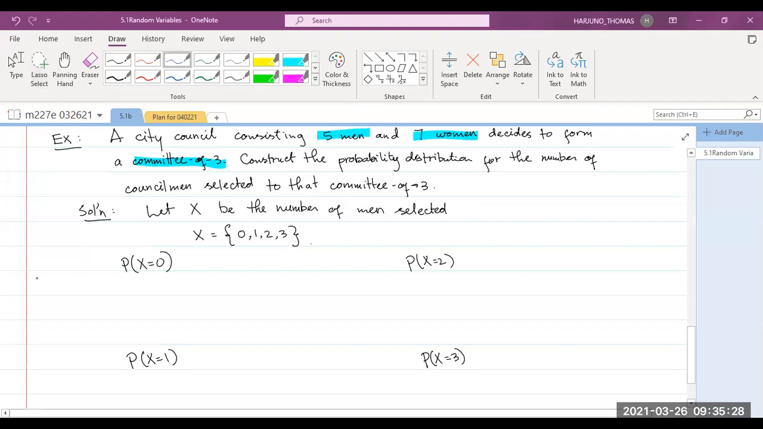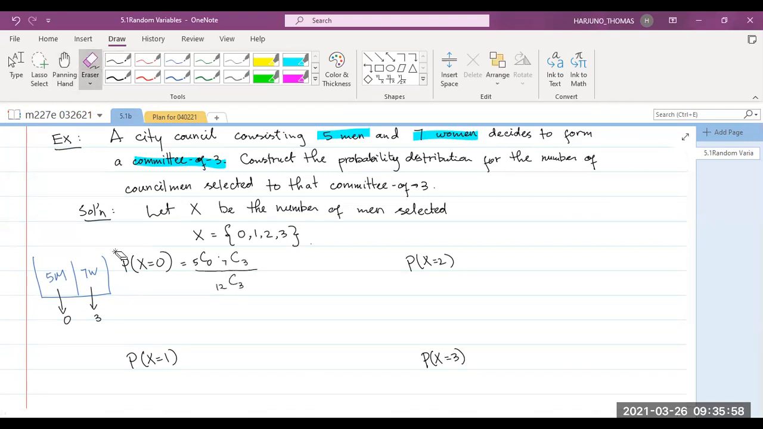So we have 5 men and 7 women. Probability of no man, so x is 0, means 3 of them are women: 5 choose 0 times 7 choose 3 over 12 choose 3. I will compute that later. The probability to have 1 man means the other 2 are women, because they need a group of 3. So that will be 5 choose 1 times 7 choose 2 over 12 choose 3.